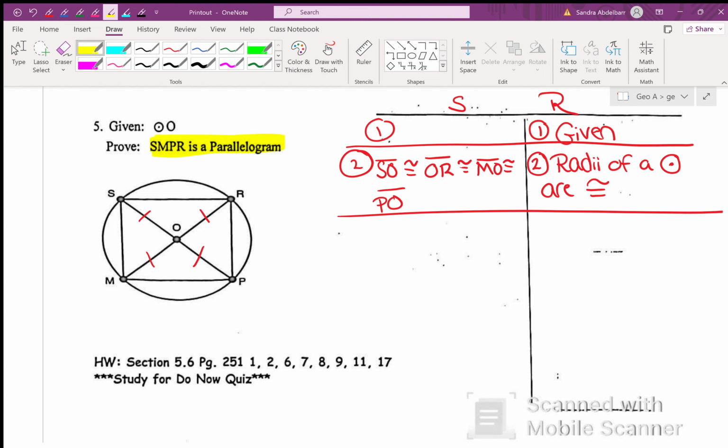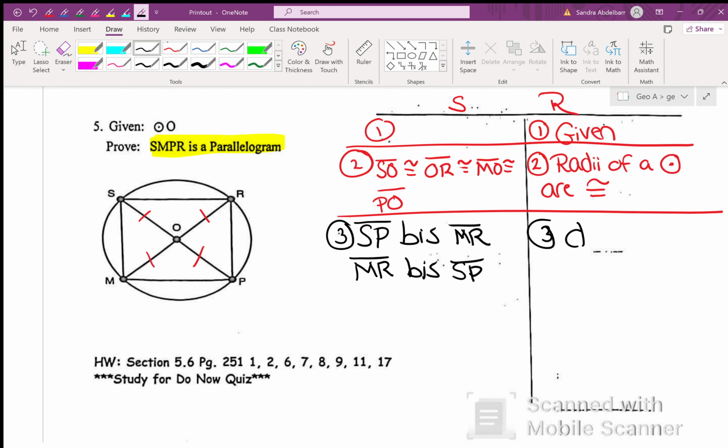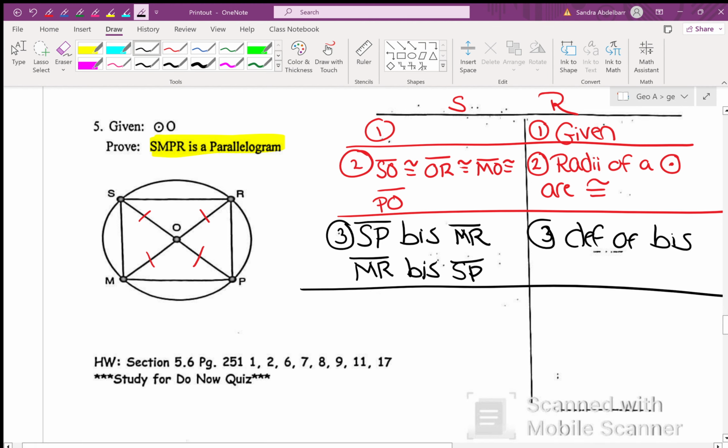And what have we seen here? How can I prove this to be a parallelogram? The diagonals have done what to each other? They bisected each other. So I'm going to take that extra step and write that down. I'm going to say that SP bisects MR and MR bisects SP, def of bisect. And now that we showed that the diagonals bisected each other, can we now say it's a parallelogram? Yes, SMPR is a parallelogram.